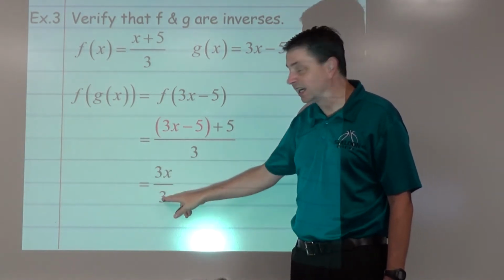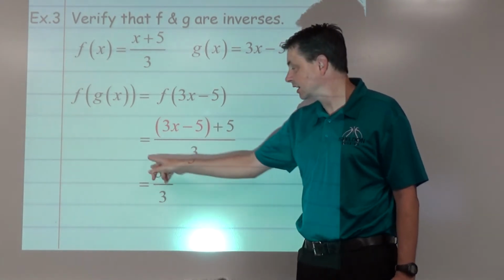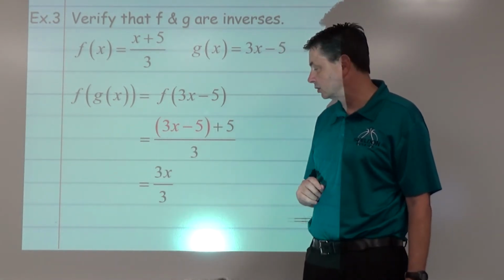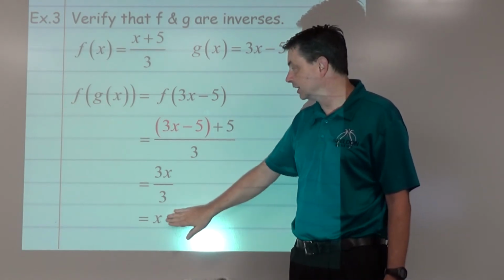And now 3 divided by 3 is 1, so we got 1x, which we would just write as x. So essentially those 3's cancel, and we get equal to x. And that was our goal all along, equal to x.